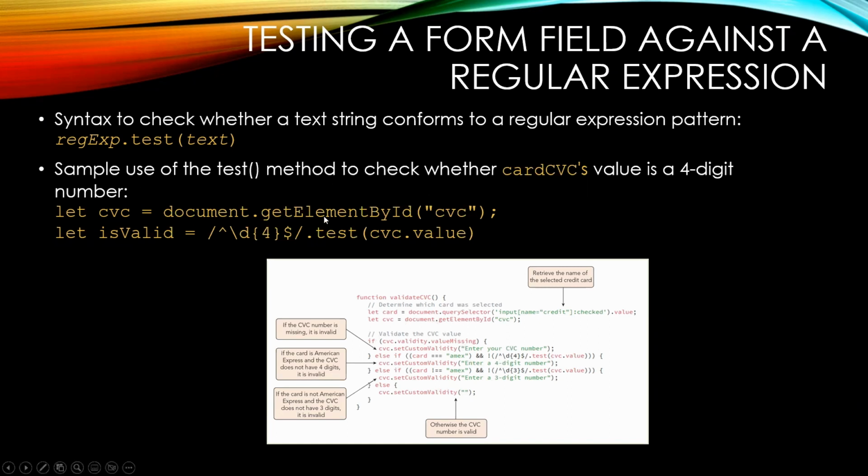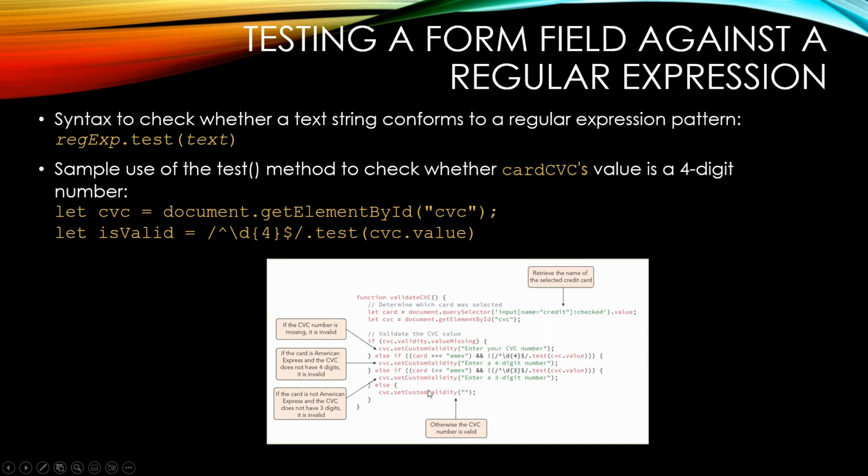So here I'm going to say get element by ID, CVC is valid. Here is my regular expression. It is enclosed within the slashes. I'm going to do a dot test and I'm going to send it that value. Let's take a look at this code though. Here I'm just retrieving the element and what was entered in by the user.